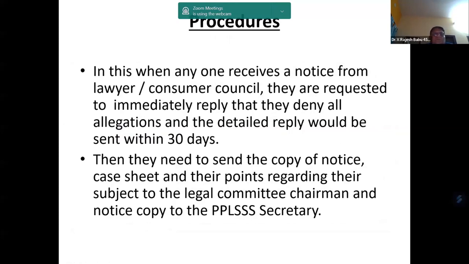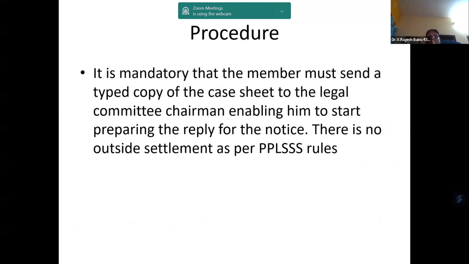The procedure for the PPLS is this: when one receives a notice from a lawyer or consumer counsel, they are requested to reply immediately and deny all allegations, and a detailed reply will be sent within 30 days from the PPLS office. Then they need to send a copy of the notice, case sheet, and their points regarding the subject to the legal committee chairman, and a notice copy to the PPLS secretary. Only then will the case be taken up. It is mandatory that a member must send a typed copy of the case sheet to the legal committee chairman, enabling him to start preparing the reply for the notice.